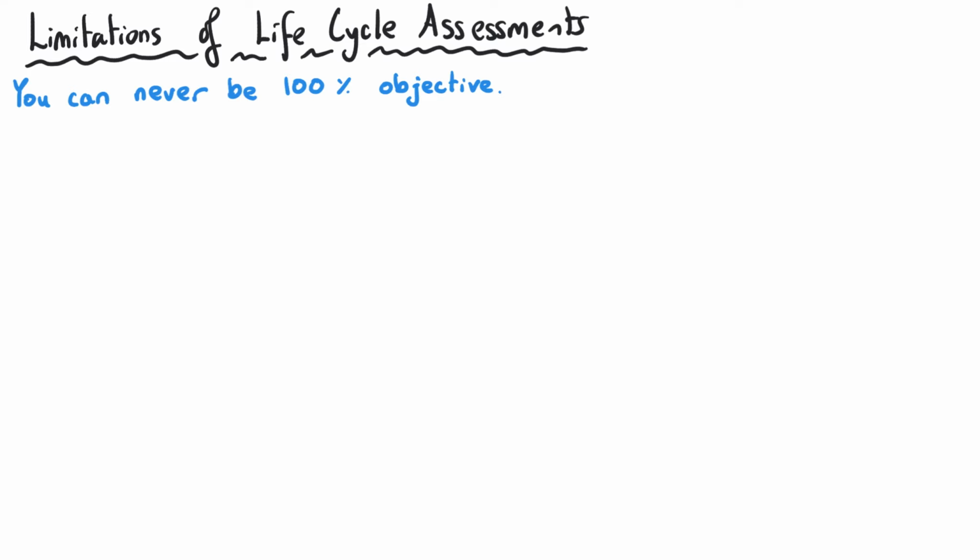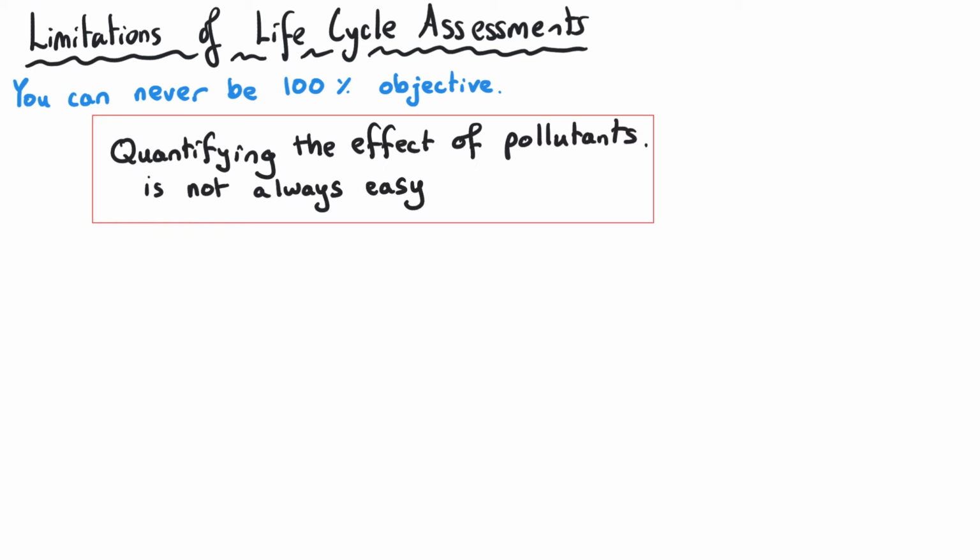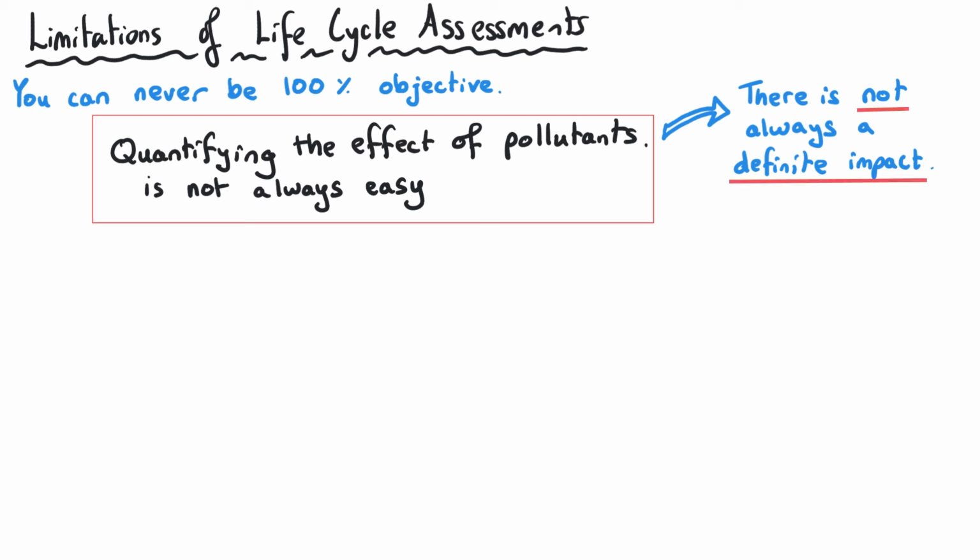Even with all of those quantities, it is still not possible to make a life cycle assessment 100% objective. We are always going to have some limitations. And one of the biggest issues comes with allocating the impact of the pollutants that are released during a product's life. So this means that we can say how many grams or kilograms of carbon dioxide might be produced when a car drives along a road a certain distance, but we can't say for sure what the direct impact of that will be, and we certainly can't quantify that impact.